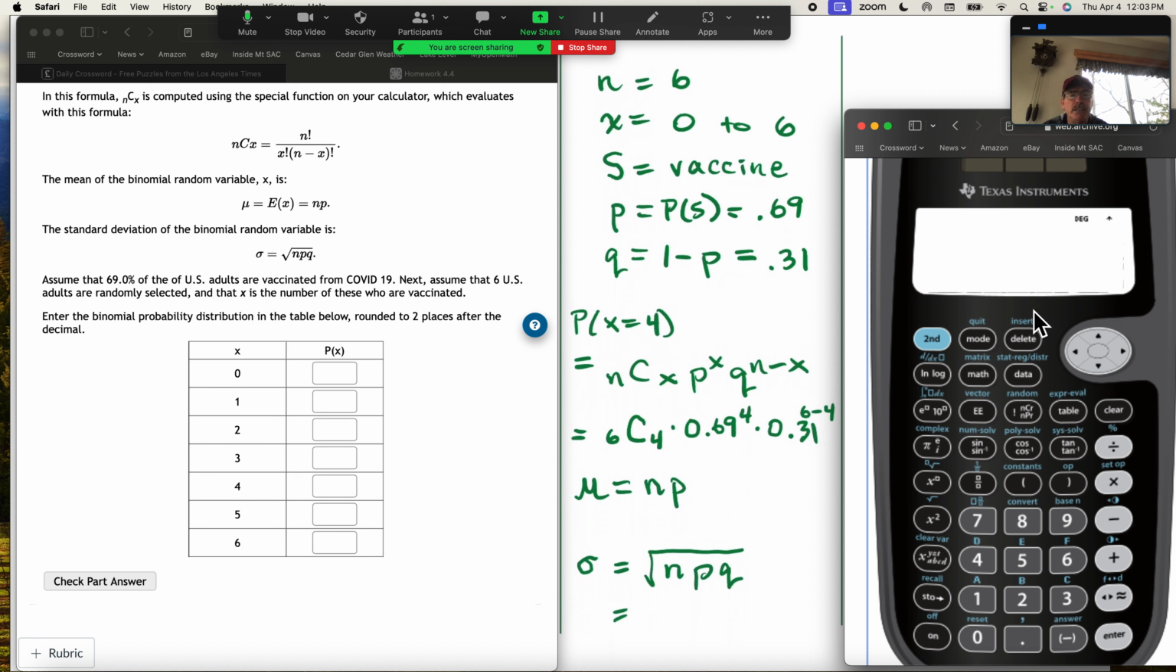Okay, and I think I'll do that over here on the calculator. So real quickly, let's do this 6 choose 4. Just run that. So it's 15, and we'll say times the rest of the computation. We did the 6 choose 4, that's 15, and then times 0.69 to the 4th.